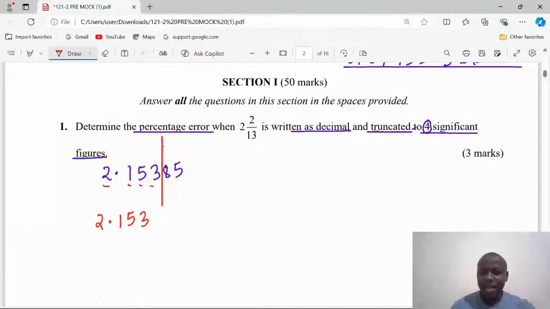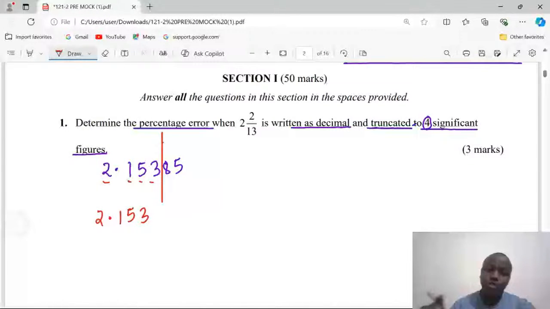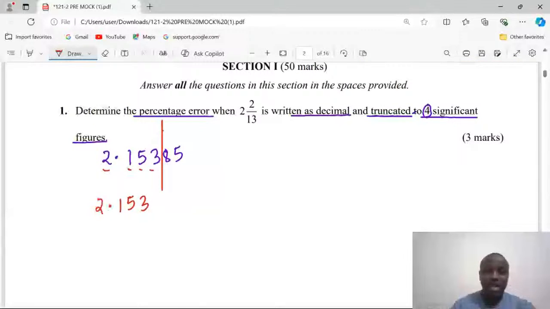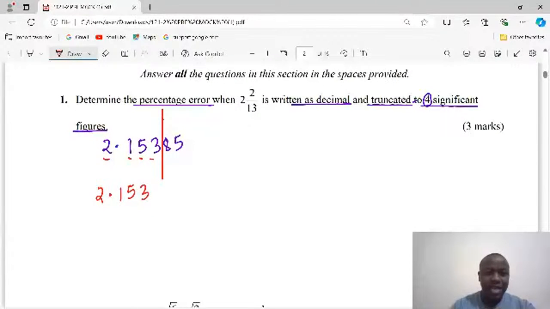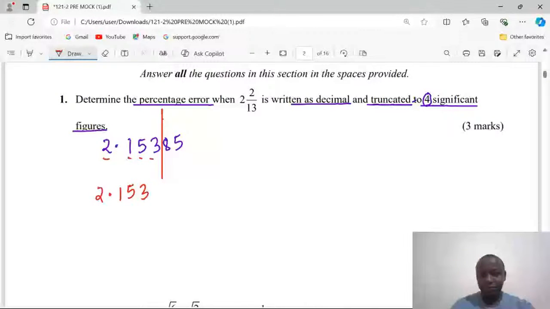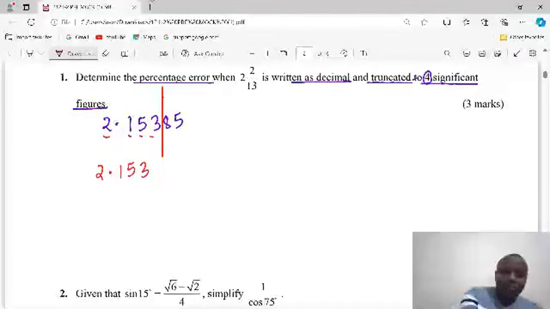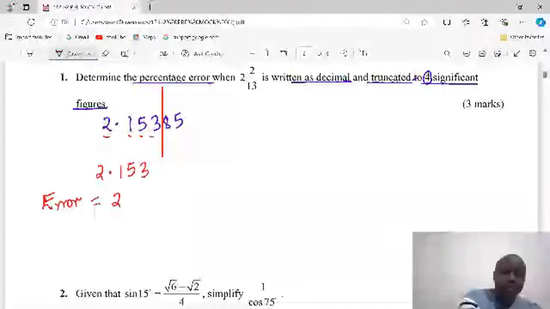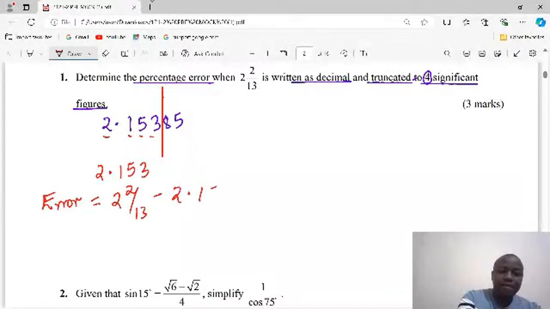Now, we have truncated to 4 significant figures, also changed the number to a decimal. So the bigger part is now done. We go to percentage error. First of all, what is an error? An error is the difference between the accurate value and a truncated value, even a rounded off value. Therefore, we're going to first of all obtain the error. Let's first of all get the error, which is going to be the difference between 2 and 2 out of 13 and the truncated value.